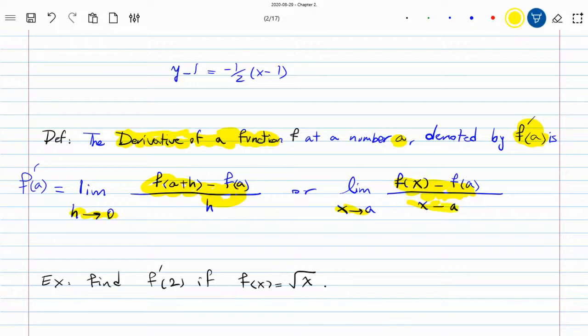Derivative of a function at the location a, it's the same as saying the slope of the tangent line at that point. It's not the equation of the tangent line, it's the slope of the tangent line. That's what I want to make sure that you guys understand.